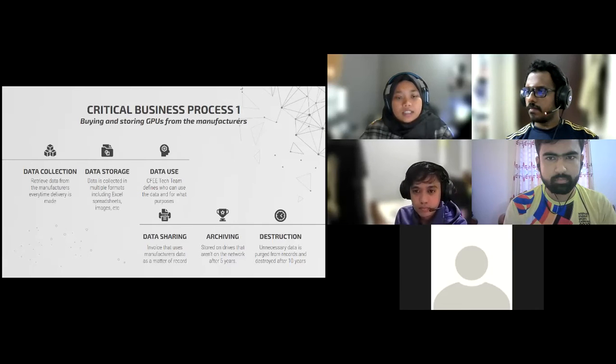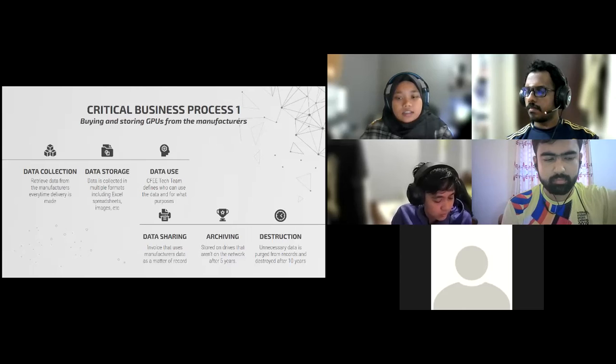As for data sharing, it is constantly being shared, such as an invoice that uses the manufacturer's data as a method of record. For archiving, it's stored on drives that aren't on the network after 5 years. The final stage is data destruction. Data is purged from records and destroyed after 10 years.